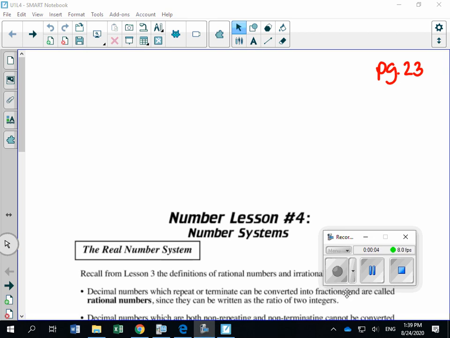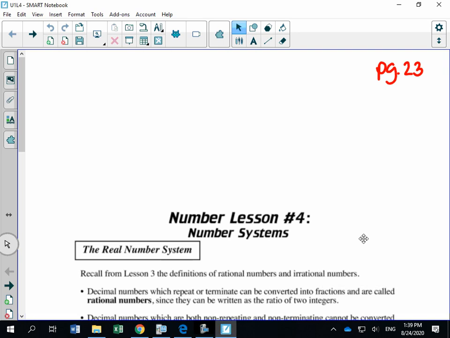Math 10. So we are continuing along with our unit on numbers and exponents, and we are doing lesson 4 now, which is on the number systems. Remember I said lesson 3 and lesson 4 are sort of one concept. Lesson 3, the only thing you have to know is rational and irrational numbers. Lesson 4, I'm going to take it one step further.